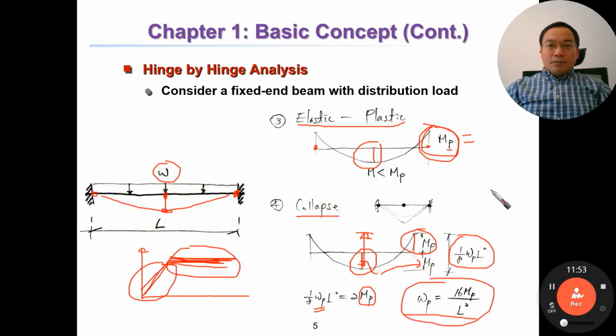So now we have Wy and Wp. Wy equal to what? 12 Mp over L squared, right? 12 Mp over L squared. And Wp equal to 16 Mp over L squared.